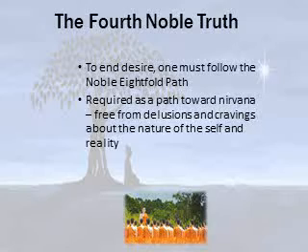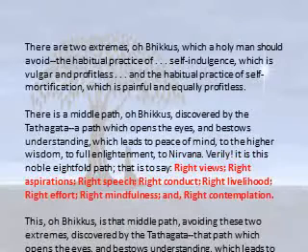And the way to do this is to follow the Eightfold Path. So what is that path? This comes from the Deer Park sermon. It says, there are two extremes, O bhikkhus, that's his followers, which a holy man should avoid. The habitual practice of self-indulgence, which is vulgar and profitless, and the habitual practice of self-mortification, which is painful and equally profitless. So this is that call to the middle way.